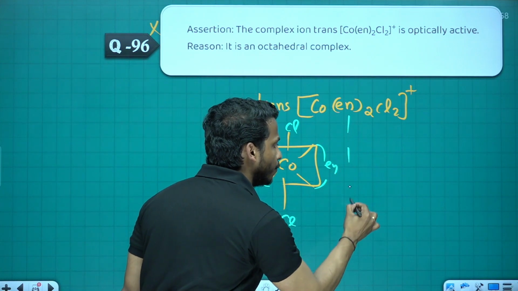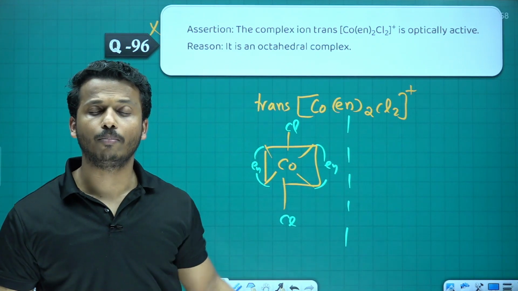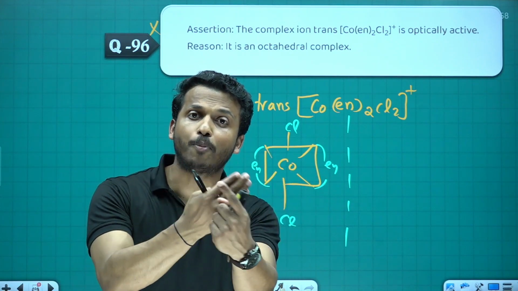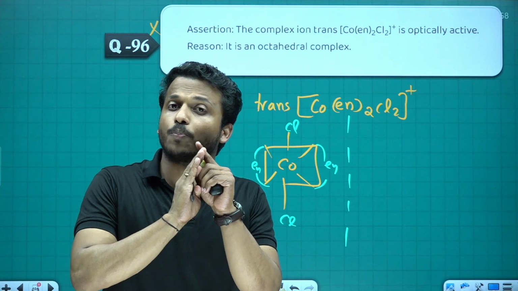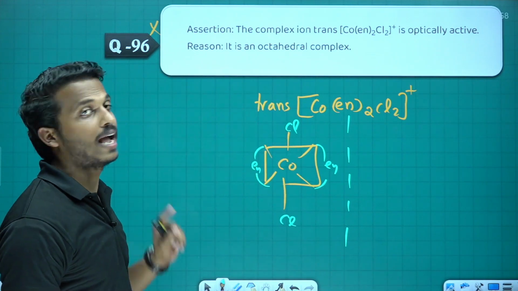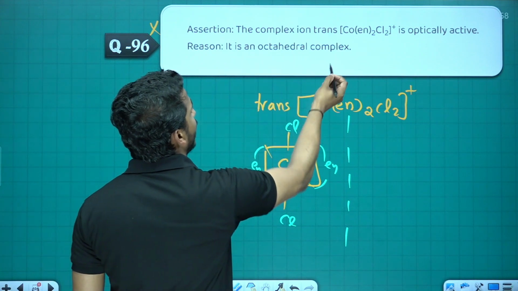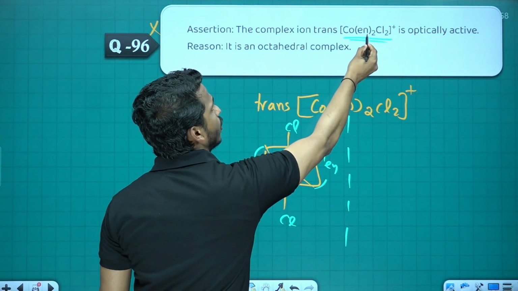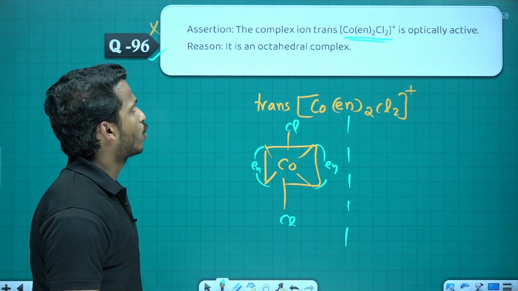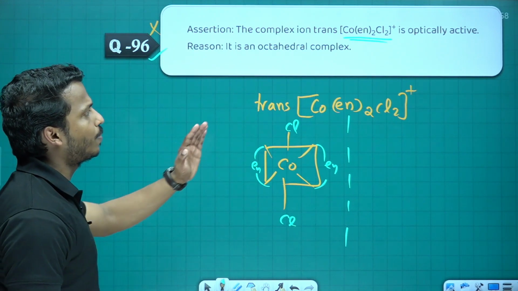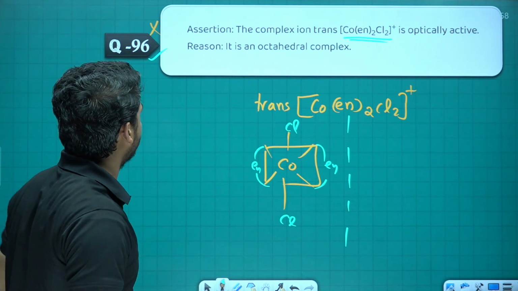If it is to be optically active, you take the mirror image. If you take the mirror image, they are superimposable, right? They are the same. So trans isomers are generally optically inactive, not optically active. Only cis is optically active. It is an octahedral complex. Yes, it's very clear. The total coordination number is 6, so it is an octahedral complex. So the assertion that the trans complex ion is optically active is wrong. So the assertion is wrong, the reason is correct.